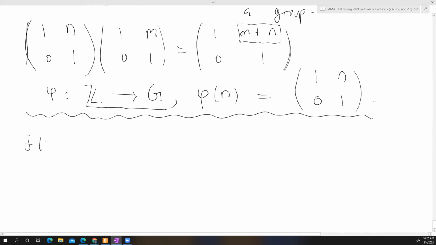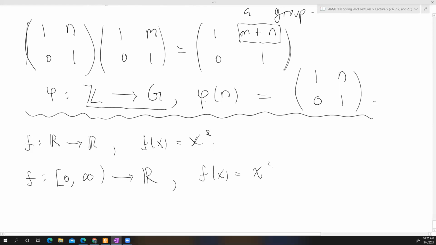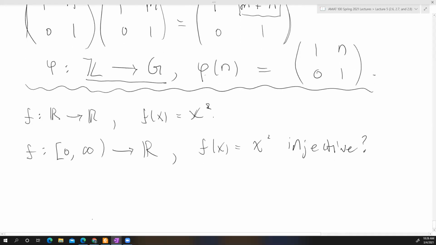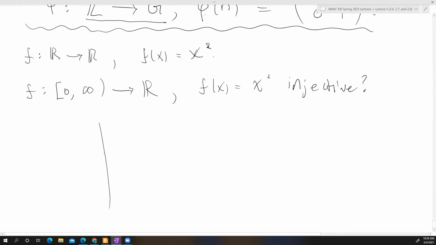So back to the example at hand. We have a function from R to R, and the function is f of x is equal to x squared. And we just determined that it's not injective. But what if I change its domain? What if I change the domain and I just redefine it and I ask whether this is injective? It turns out that this is an injective function, and we can see that geometrically.